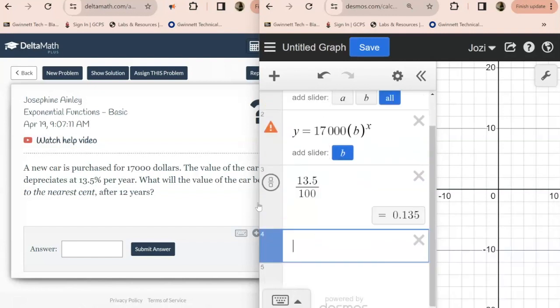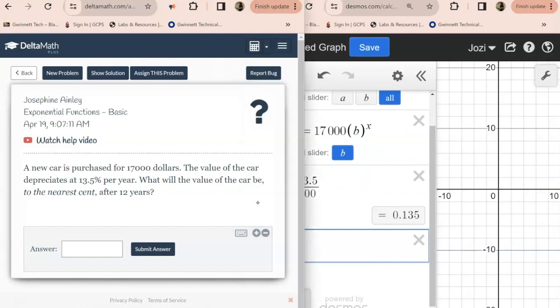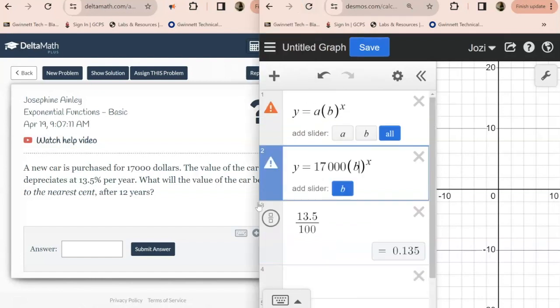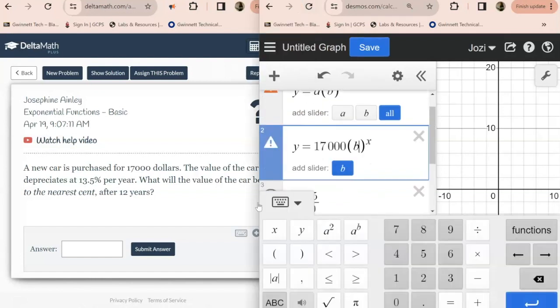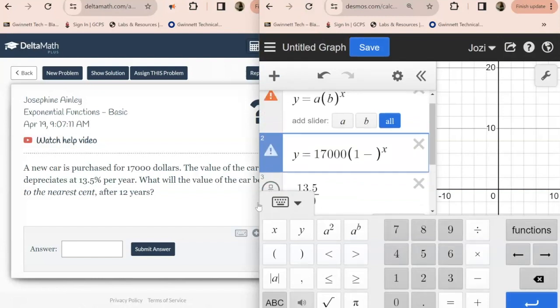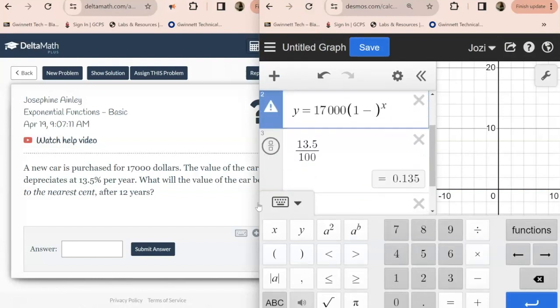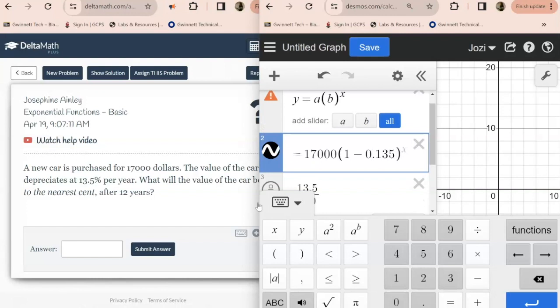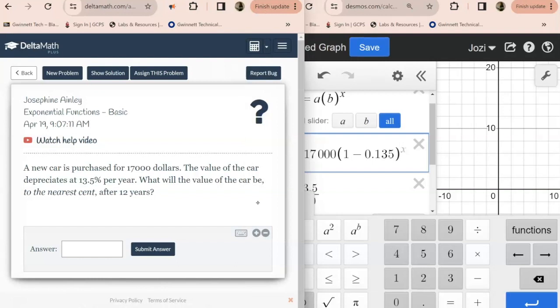Then you do the growth or decay. If it's decay, it's 1 minus. If it's growth, it's 1 plus. And make sure that order is exactly what it is. The value of the car depreciates, so that's 1 minus. So B is going to be 1 minus what I had without the percent, which is 0.135. All right, so 1 minus. If it's growth, 1 plus, okay? Depreciates at 13.5% a year.